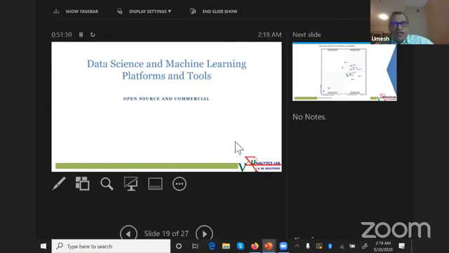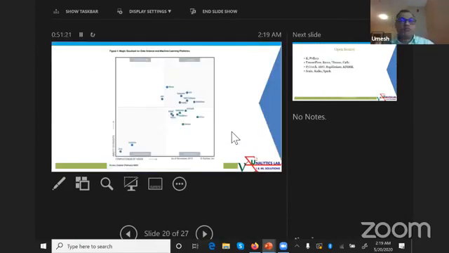Now we are almost towards the end. I would like to take some time explaining some of the machine learning tools that are available, both open source and commercial. If you look at this Gartner report, it's not the latest, it's from November 2019. I don't think so, now it is May. They may have published one in February or March, but I haven't got access to that.